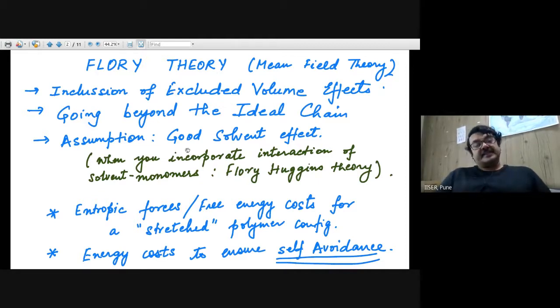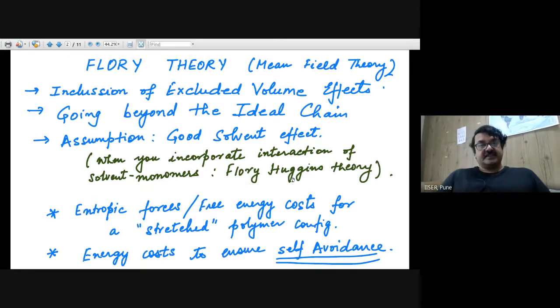So in one of the next classes we shall be incorporating the interaction between the monomer and the solvent, and when you incorporate that in the theory and decide what the conformations of polymers will be, that is called the Flory-Huggins theory.